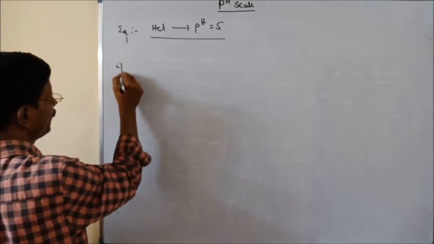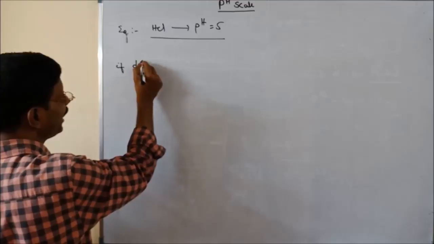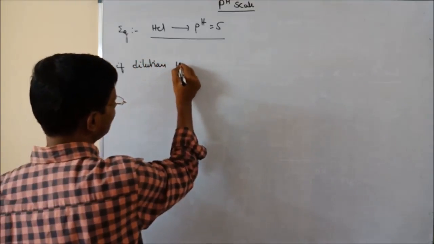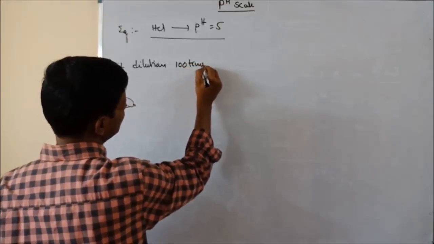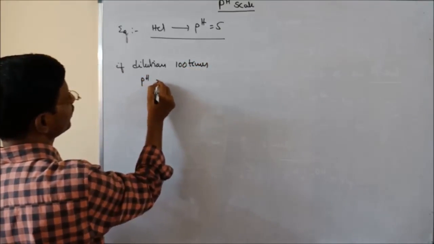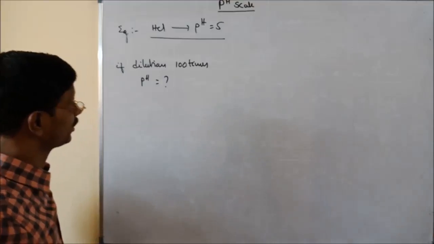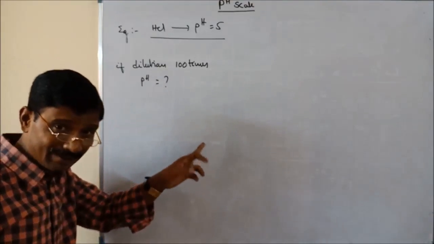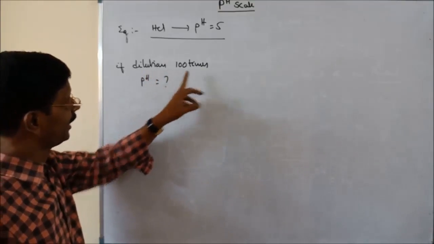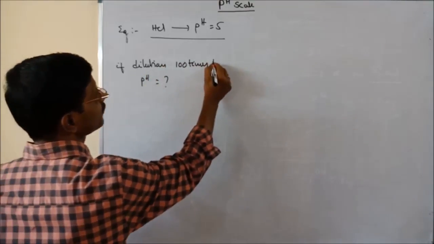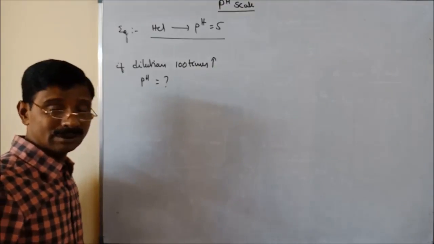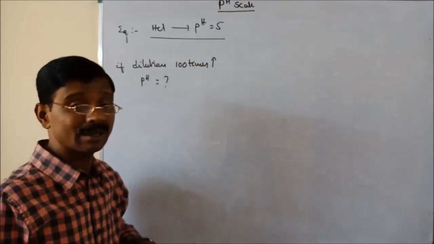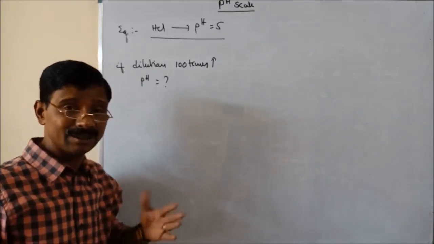Now, if the dilution is 100 times, then what is the pH of the solution? Dilution means you are adding water, that's all. As per the previous table, if the dilution is by 100 times, then the pH has to increase by 2 units. Two units would mean it should be 7, but it is not like that. If it is 7, that is neutral.